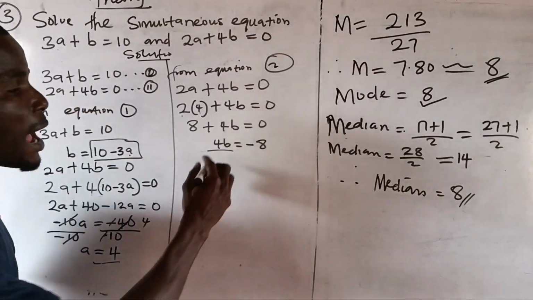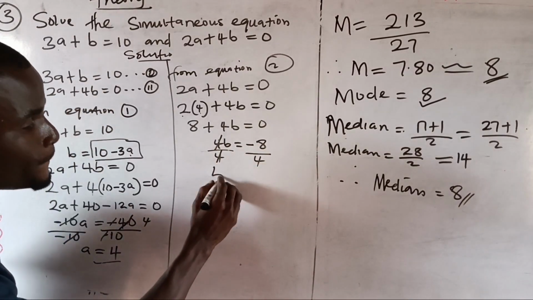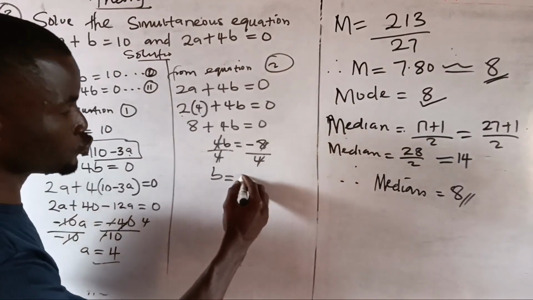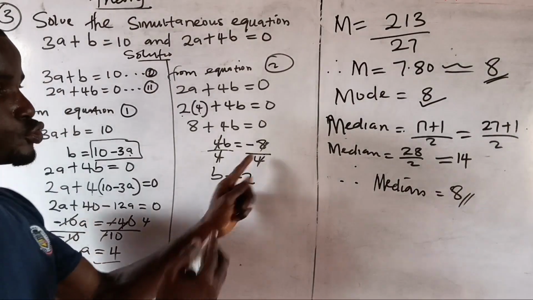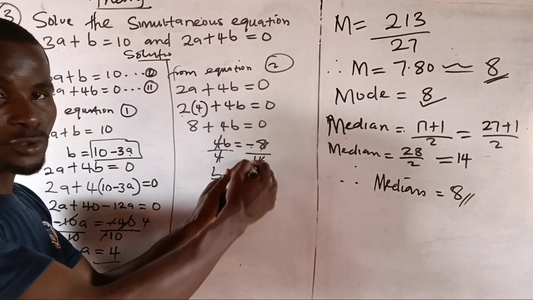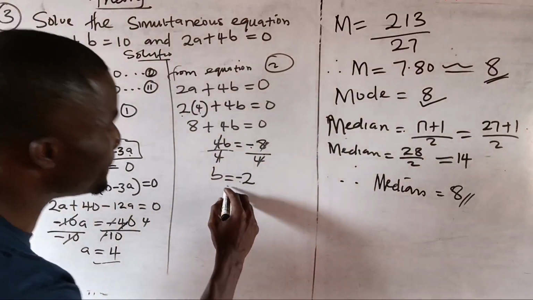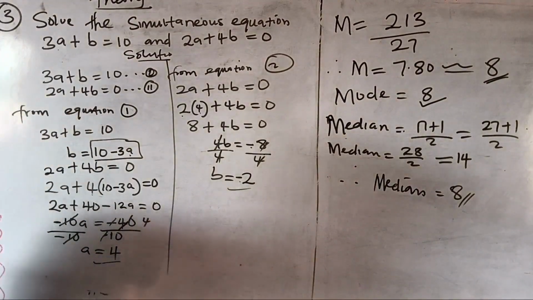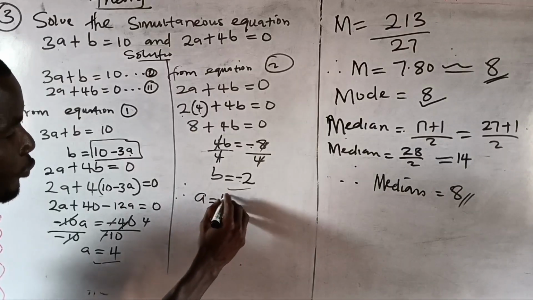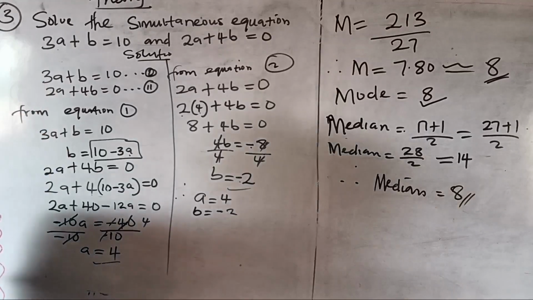So I'm dividing all through by 4 in order to get the b. So I have 4 cancel 4. B is equal to 8 divided by 4, which will give me 2. It will give me minus 2 because of this negative sign. And then this one has a negative sign. Negative will cancel negative, but it has only one negative. That's why we have minus 2. So B is equal to minus 2. Therefore, A is equal to 4 and B is equal to minus 2. That is our final answer.